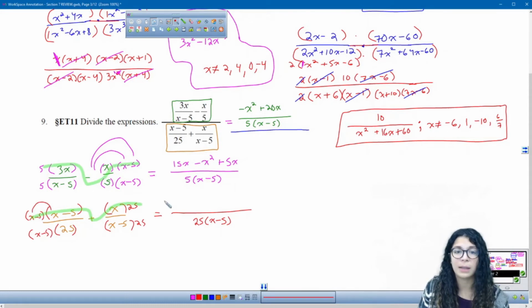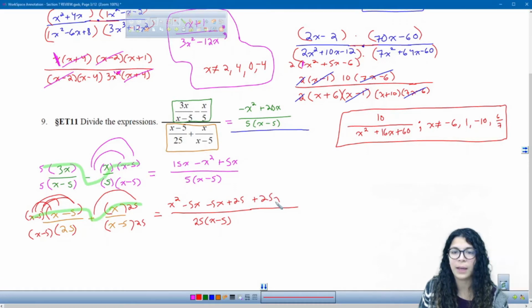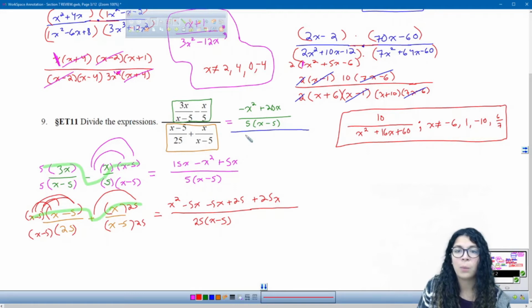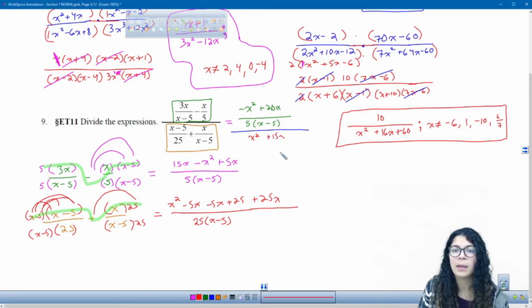So x times x is x squared. x times negative 5 is negative 5x. Negative 5 times x is negative 5x. Negative 5 times negative 5 is positive 25. And then over here on the right-hand side, positive x times 25 is 25x. If we simplify this top numerator, we get x squared minus 5x is minus 10x. Minus 10x plus 25x is 15x. And 25 is just 25.